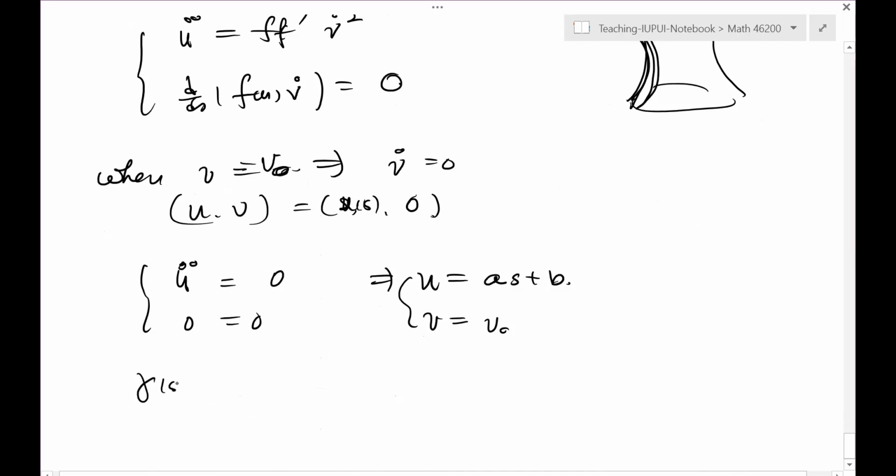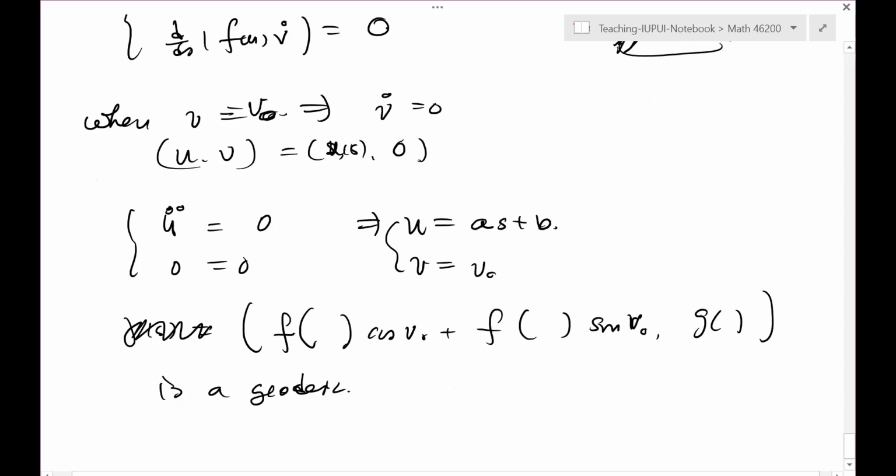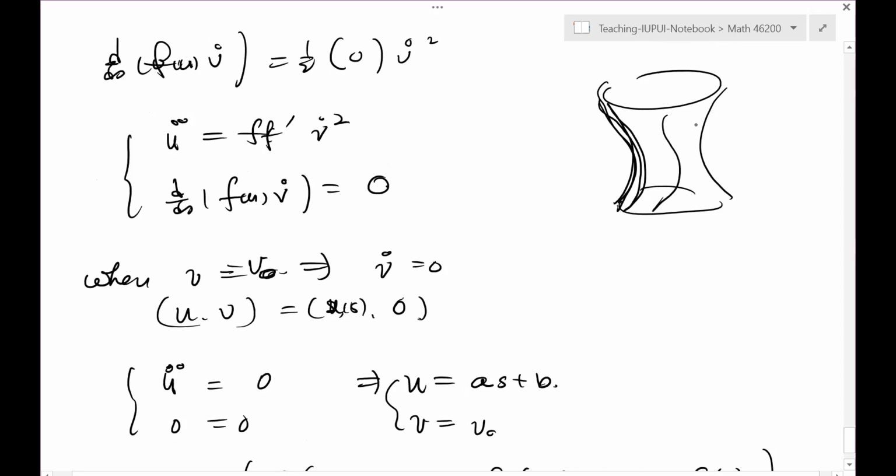So gamma of s is going to be f of something times cosine v, f of something times sine v, and g of something, where something here is just as plus b. So this is a geodesic. If sine v is 0, then it's just the curve. So those are the geodesics from our computation.